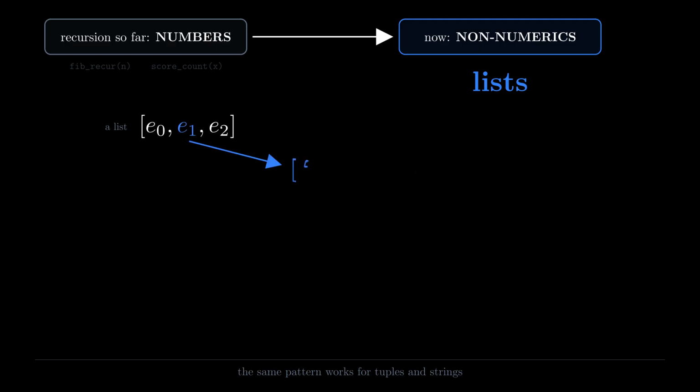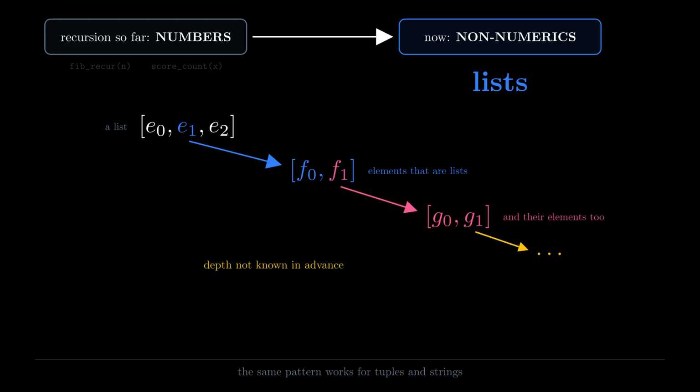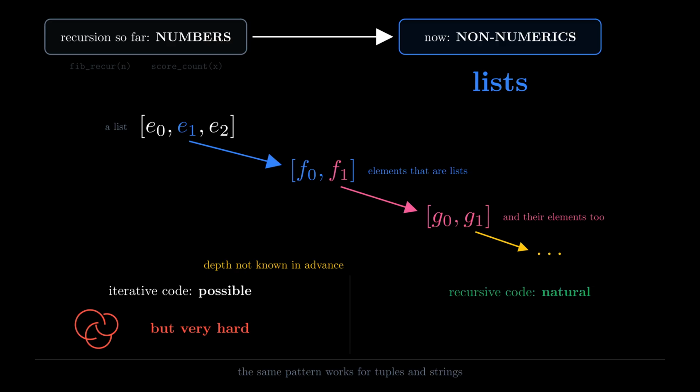A list can hold elements that are lists, whose elements are lists, whose elements are lists, with no limit on the depth. Without knowing in advance how deep the nesting goes, writing iterative code is possible, but very hard. The recursive version turns out to be far more intuitive in the long run. Maybe not the very first time you see it, but it is definitely easier to write and easier to read.